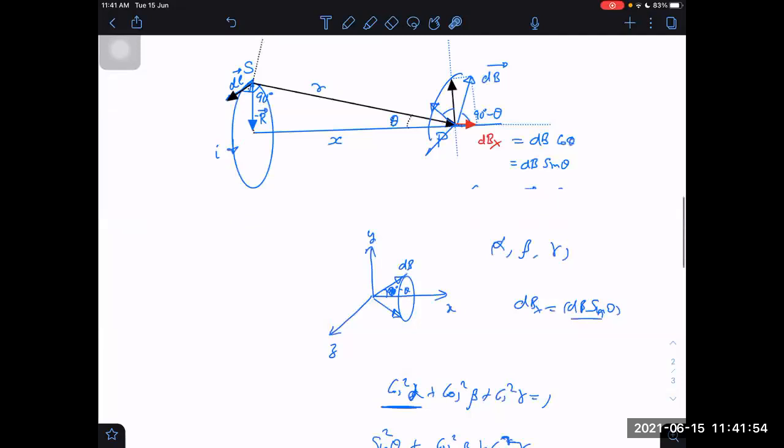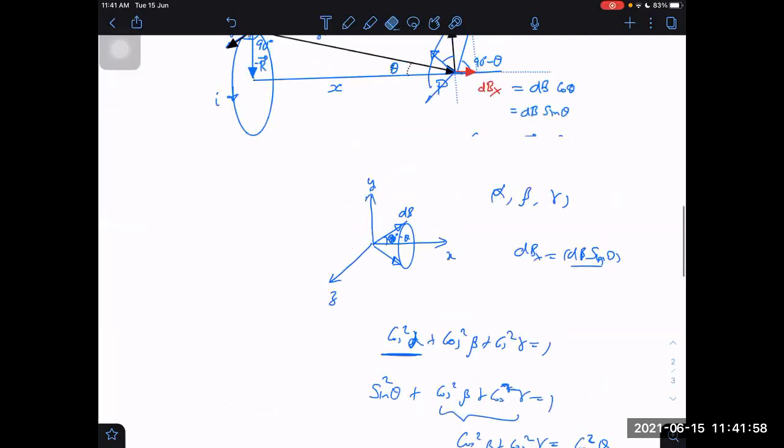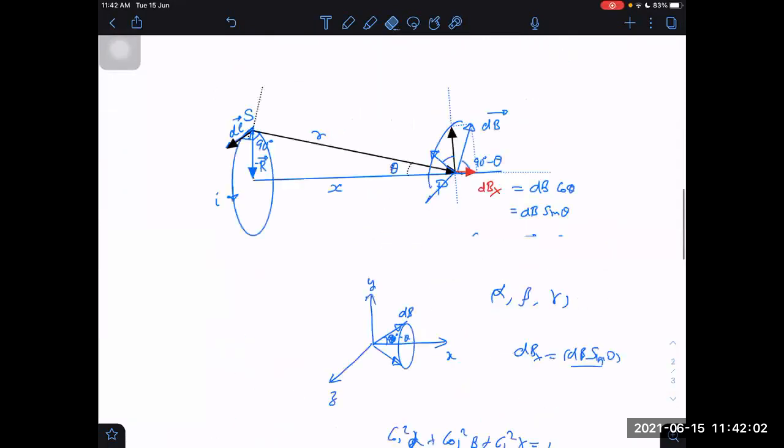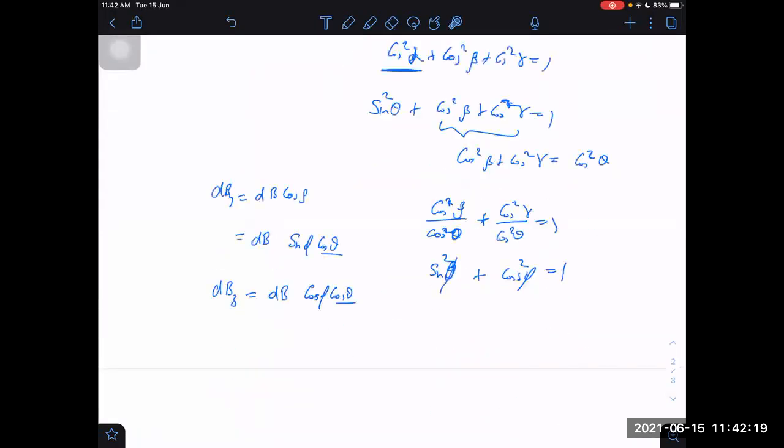During integration, the k cap components will cancel out. The Z components will cancel out, I think so. Let me check once. Then only the xy direction will remain. Yes, xy will remain finally. I can say that the Z cap components will cancel out. Correct. Finally, what will remain? Finally, x and y will remain.